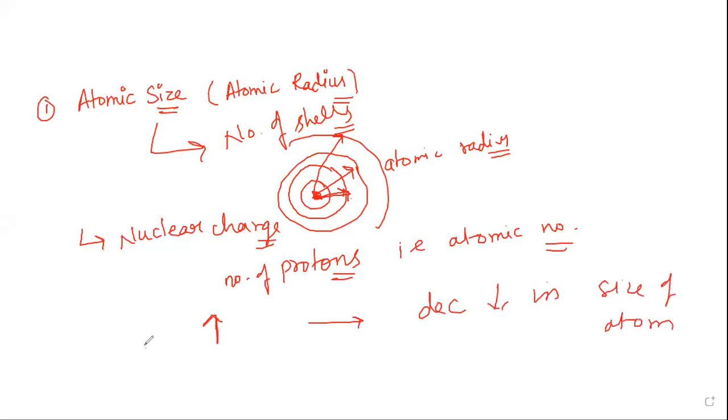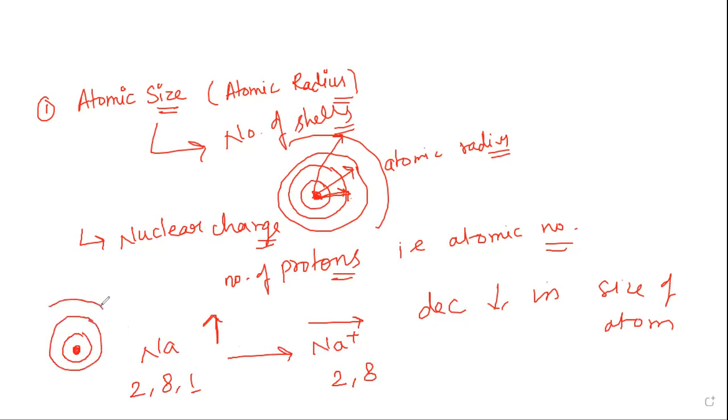For example, we have sodium. The electronic configuration of sodium is 2, 8, 1. When it loses one electron, it forms Na+. It means one positive charge is there, so its electronic configuration will be 2, 8. Now you can see that if I draw the structure for this one, this is the nucleus, first shell, second shell, and the third shell. Means we have three shells over here. In case of Na+, this is the nucleus. We have one and two shells. So whenever the nuclear charge increases, the size of an atom decreases.